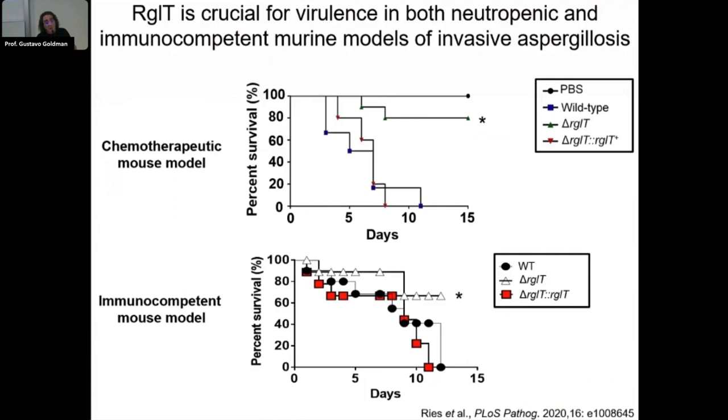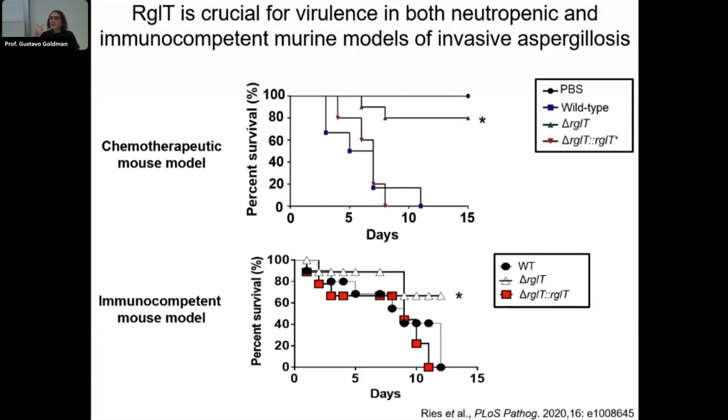And interestingly, it's completely avirulent. When we delete RGLT, it's completely avirulent in both chemotherapeutic and immunocompetent models. Remember that I told you that mutants in the gliotoxin pathway are only avirulent in the non-neutropenic models. They need neutrophils. But this mutant is avirulent in the chemotherapeutic model, the neutropenic model. It does not need the neutrophils to be virulent.